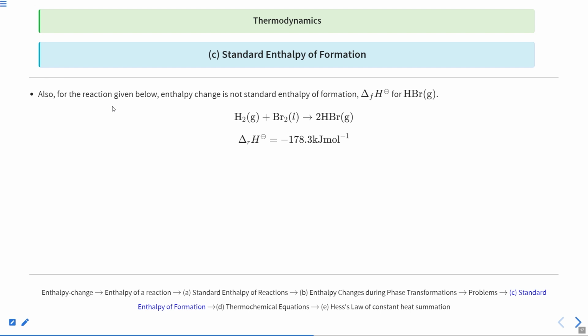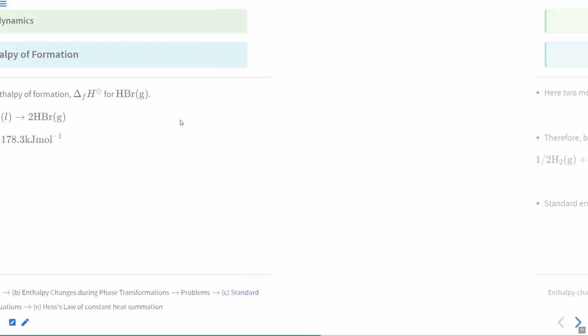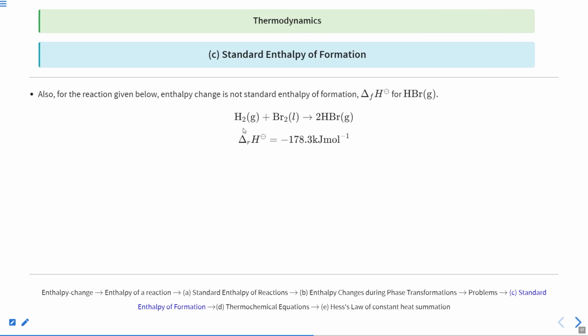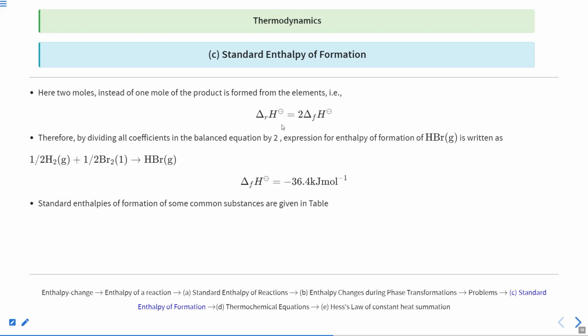Now, also for this reaction, if you calculate it for HBr, in this case it is wrong. So for this reaction, the enthalpy is not the standard enthalpy of formation for gaseous HBr, because you are doing it for 2 moles. We are saying that for the standard enthalpy of formation it should form only 1 mole, but here 2 moles of HBr are formed, so this is wrong. If you want to calculate it, it will be 2 times the delta H.